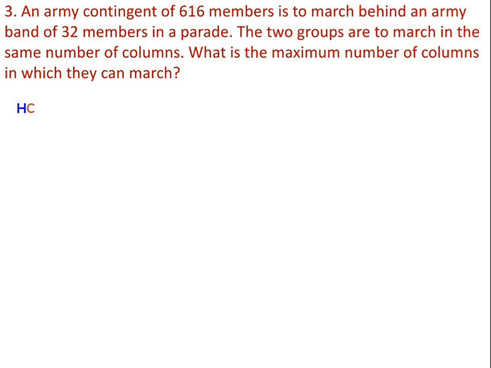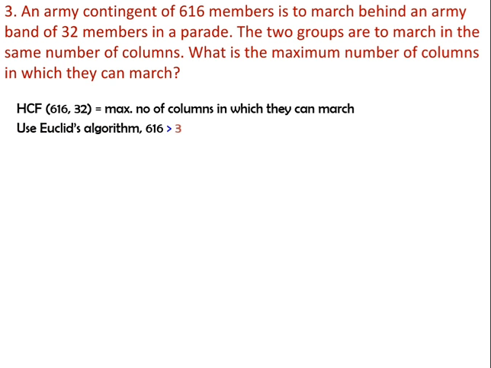HCF of 616 and 32 is equal to the maximum number of columns in which they can march. We need to find the HCF value, so use Euclid's algorithm. 616 is greater than 32, so the greatest value is the dividend and the smallest value is the divisor. 616 is the dividend, 32 is the divisor.